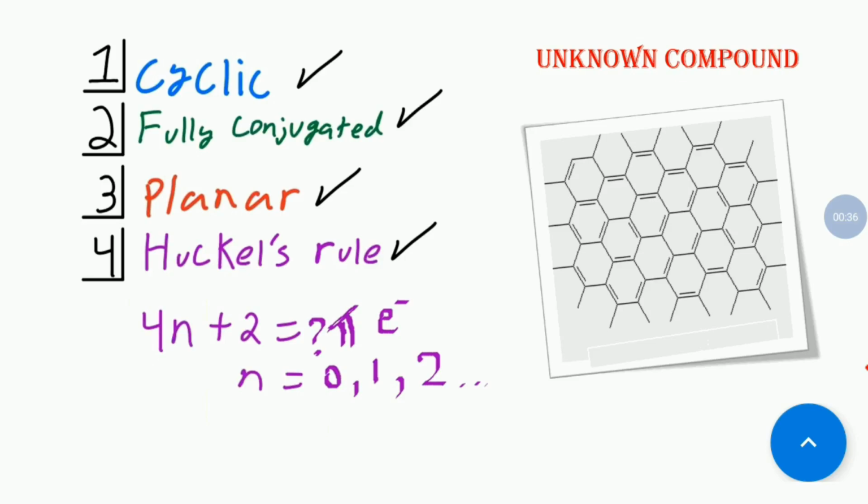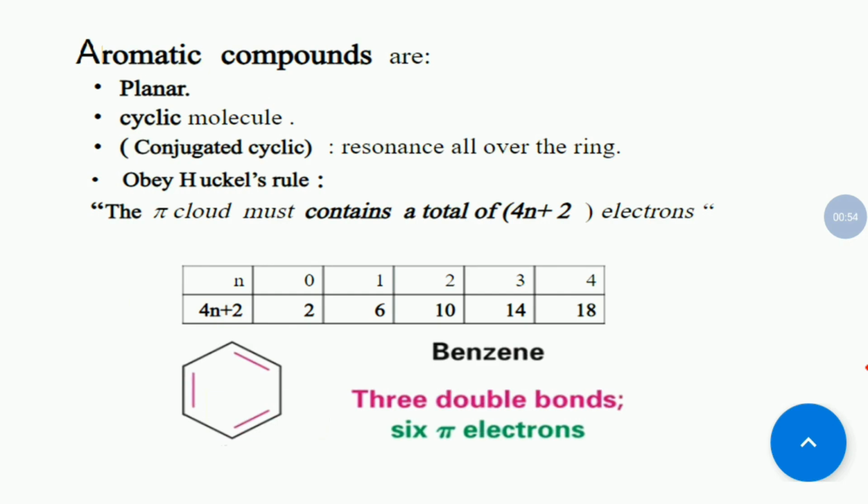Our topic is benzene and its derivatives. I am starting from where I finished in my last class. So it's the Huckel rule to be an aromatic compound. You have already studied what the Huckel rule is, and you can see it also.